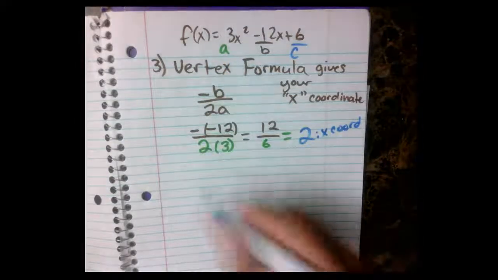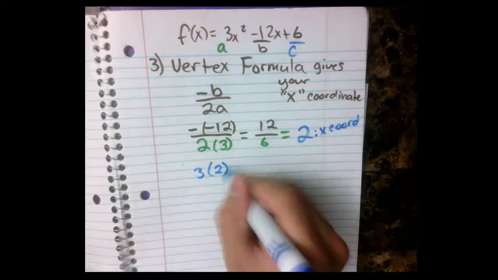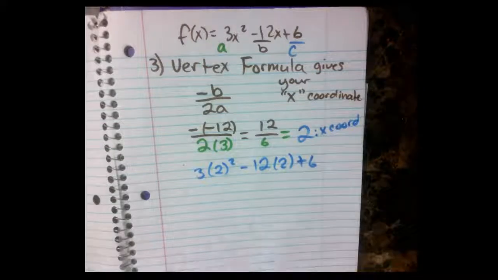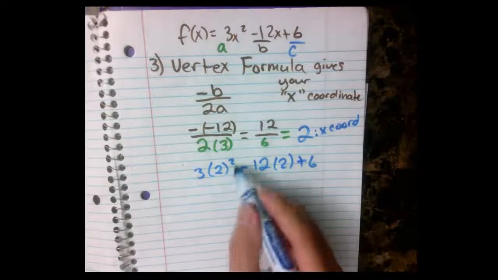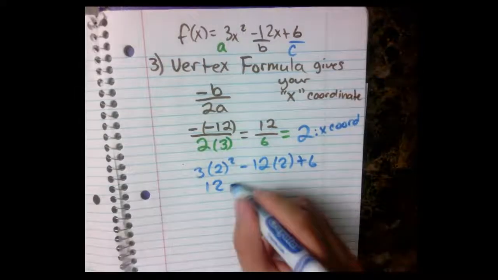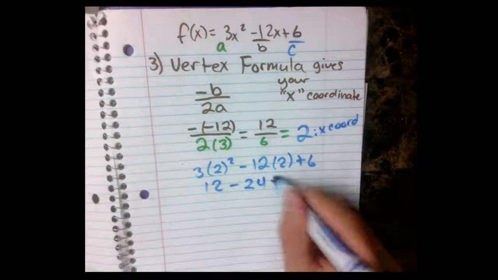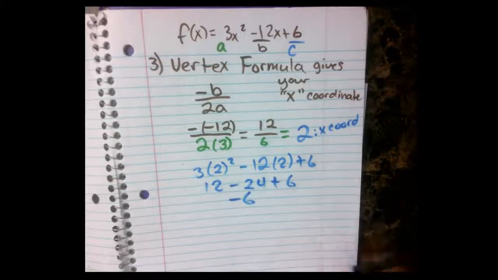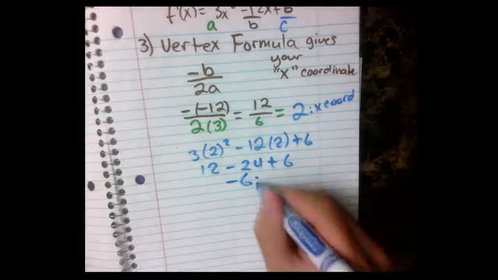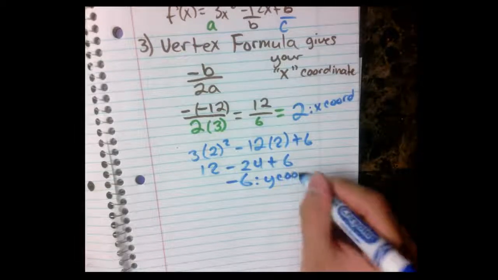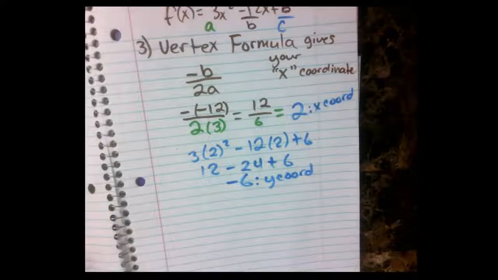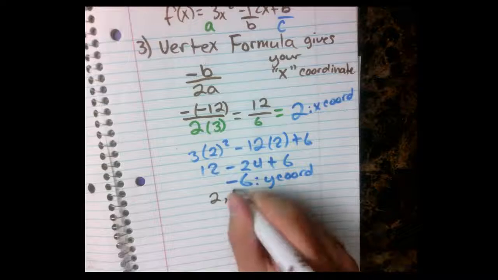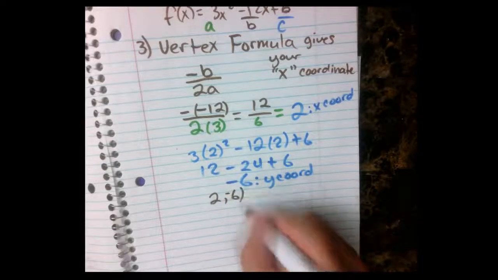So 3 times 2 squared minus 12 times 2 plus 6. Again, you don't really have to do this, you can do this in your head, but 2 squared is 4 times 3 is 12, minus 12 times 2 is 24, and then plus 6. 12 plus 6 is 18, minus 24 gives us that negative 6. So we know now that this is our y coordinate, which means that our point is, and I'll write this in brown, (2, -6).